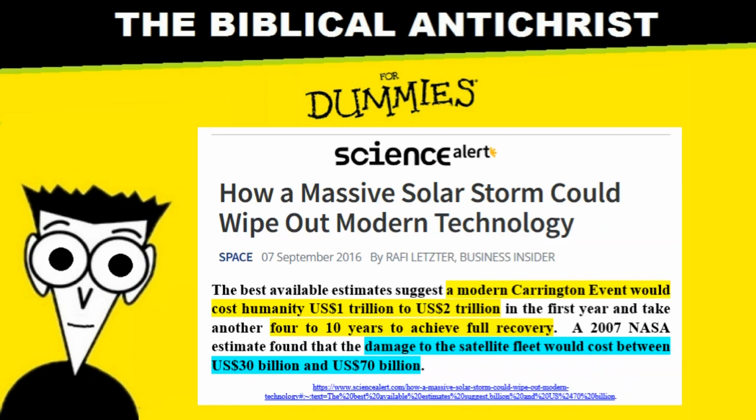In an article entitled How a Massive Solar Storm Could Wipe Out Modern Technology, ScienceAlert.com reprinted an article, originally published on the website Business Insider from September 2016, which stated, quote, the best available estimates suggest a modern Carrington event would cost humanity $1 trillion to $2 trillion in the first year, and take another 4 to 10 years to achieve full recovery.